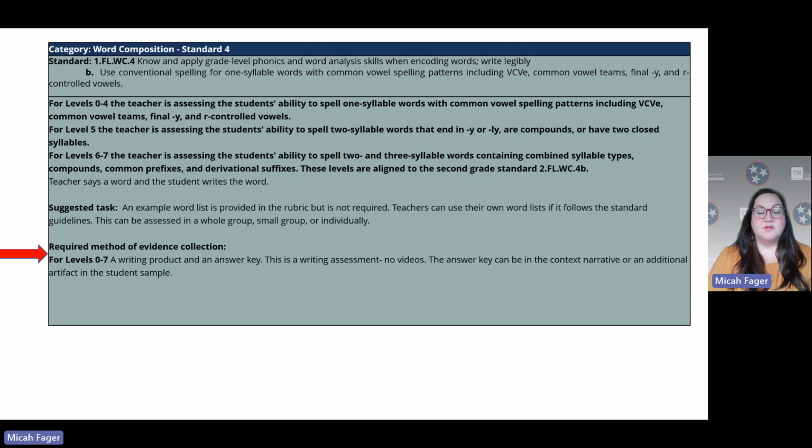For all levels 0 through 7, the required method of evidence is a writing product and an answer key. This is a writing assessment, so videos will not be an acceptable form of evidence for this standard. An answer key is uploaded either to the context narrative or as an additional artifact in the student sample.